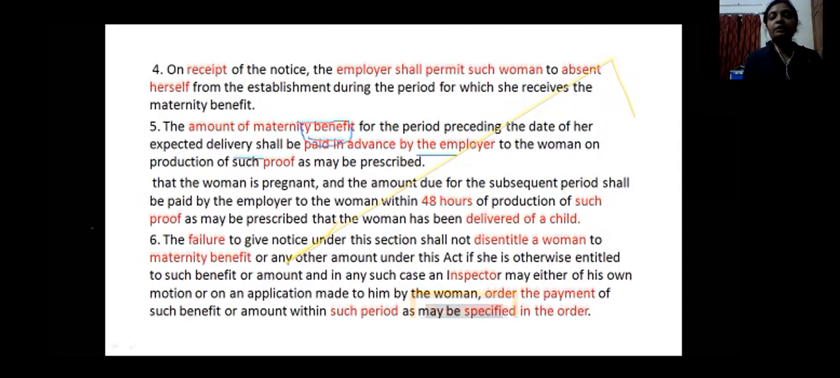और अगर वुमन ने नोटिस नहीं दिया, if the woman fails to give the notice, that means the failure to give notice under this section shall not disentitle a woman to maternity benefit or any other amount under this act if she is otherwise entitled to such benefit or amount. In any such case, an inspector may, either of his own motion or on an application made to him by the woman, order the payment of such benefit. Means अगर woman ने notice नहीं दिया है तो भी employer को उसको benefit देना होगा, provided the inspector will see the matter and the inspector will order the employer to pay the entire amount of benefit in the prescribed period. I think I'm clear here.